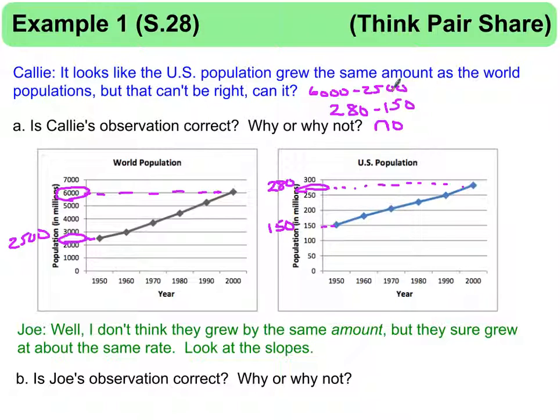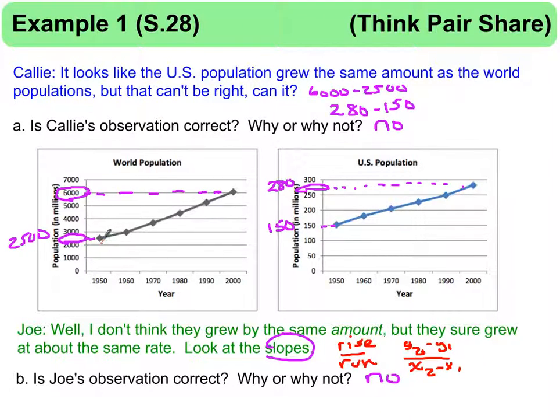We look at Joe. Is Joe's observation correct? Why or why not? And again, the answer would be no. For the most part along the same lines, he said look at the slopes. And so if we consider slope, remember slope is rise over run, or the change of y over the change of x. We'll make that a 2 right there. We'll correct that. So that'll be a y squared, not a yy.